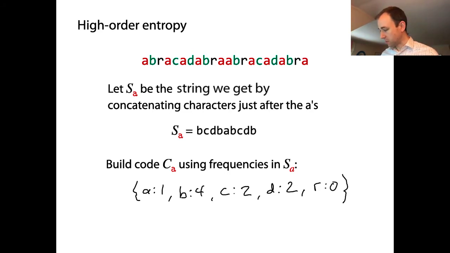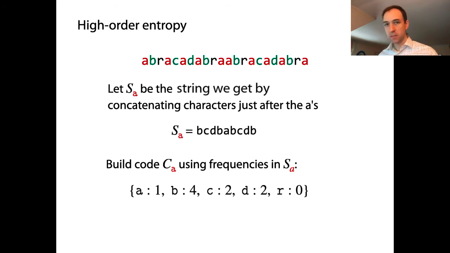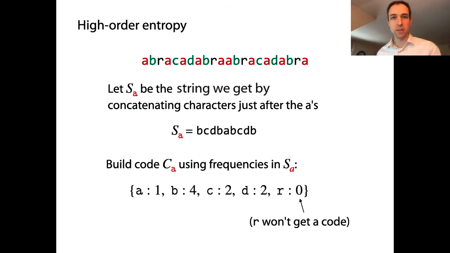Okay, so that's our frequency. That's our set of frequencies that we could use to hand off to Huffman, for example. And the fact that R doesn't occur at all, like there are no R's that have A as the right context, well, that essentially means that R won't get a code, right? We don't really need Huffman to assign a code to R, so it'll be excluded.